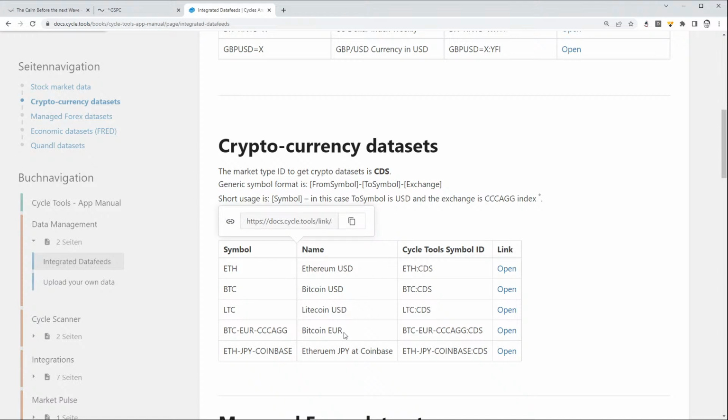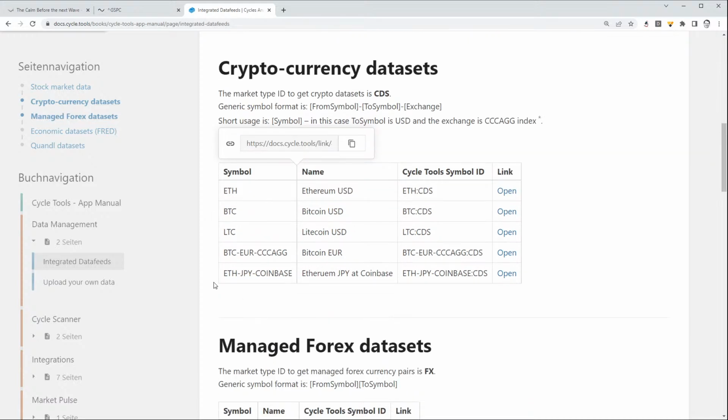You can also use other pairs. If you want to analyze Bitcoin in euro, not in US dollar, you can use BTC minus euro, and this is then the aggregation of different currencies. You can even make it more complex, in that case if you want to read the Ethereum price in the Japanese yen from Coinbase.